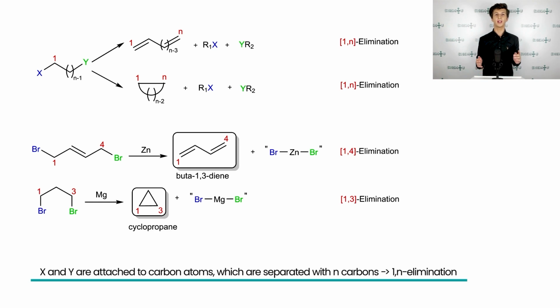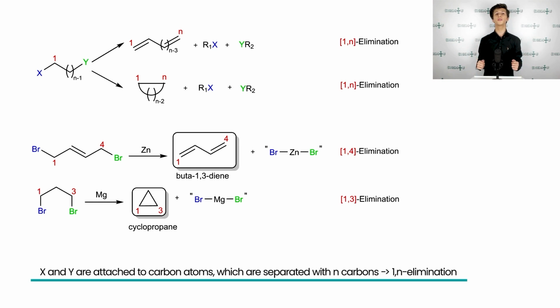Let us number the carbon atoms: 1, 2, 3, and 4. You can clearly see that X and Y are attached to the first and the fourth carbons. The major product of this reaction is buta-1,3-diene. You're already familiar with the second example of 1N eliminations, which leads to the formation of a cyclic product, namely cyclopropane. I hope the numbering in this case is obvious. As alpha and beta eliminations are much more popular than other types of eliminations, this video will be dedicated to their description and thorough discussion.